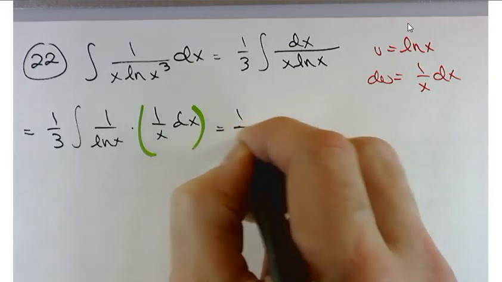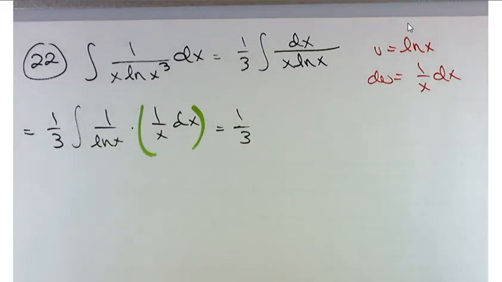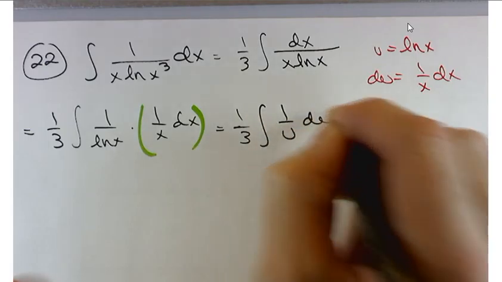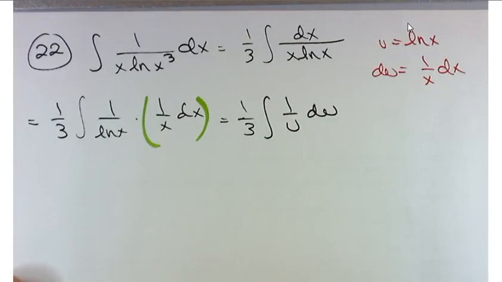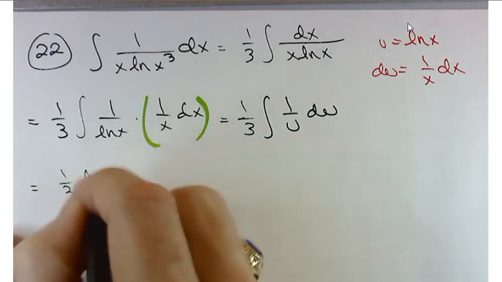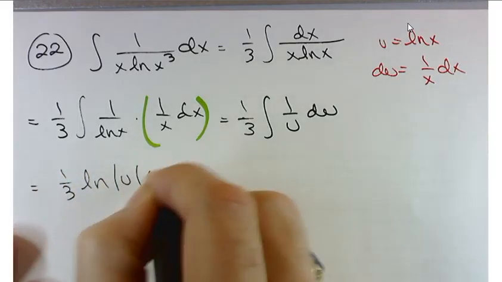All right. So what's that become then? This is 1/3 the integral of 1 over u du. What's the antiderivative there? 1 over the ln. Or ln. Yeah, just ln. So this is 1/3 the ln of the absolute value of u plus a constant.